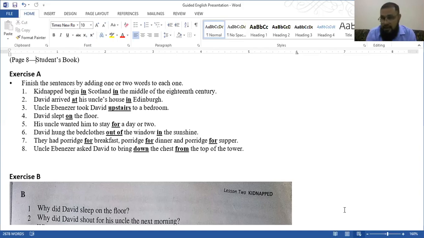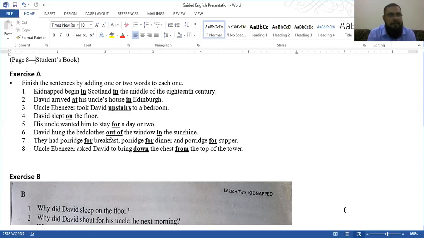And all you have to do is to do these exercises in your notebooks, in your copies. Write the name of the chapter lesson at the top, and then exercise it, and write finish the sentence, and then write 1 to 3 up to 8, and underline the blanks. Can you do this?